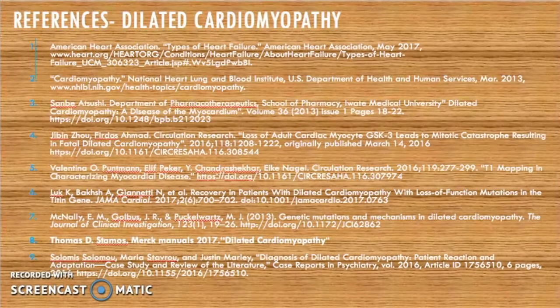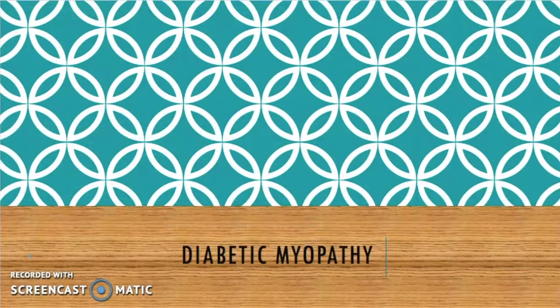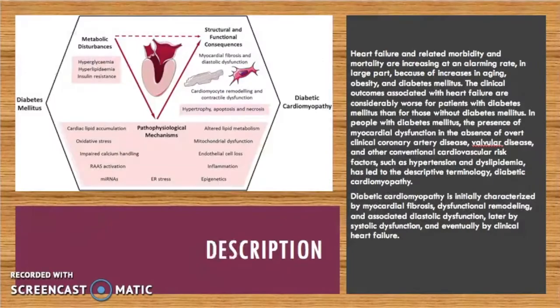Diabetic cardiomyopathy. Diabetic cardiomyopathy is initially characterized by myocardial fibrosis, dysfunctional remodeling, and associated diastolic dysfunction, later by systolic dysfunction, and eventually by clinical heart failure. The prevalence of diabetic cardiomyopathy is increasing in parallel with the increase in diabetes mellitus.